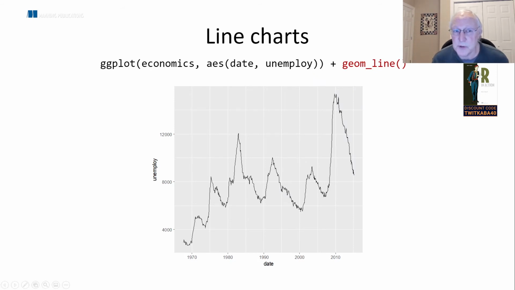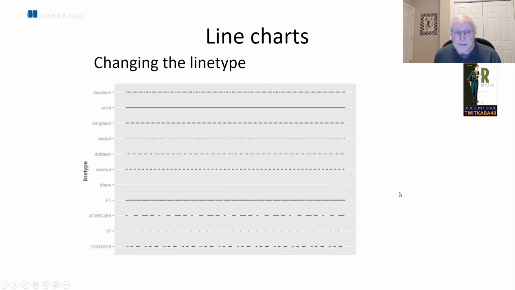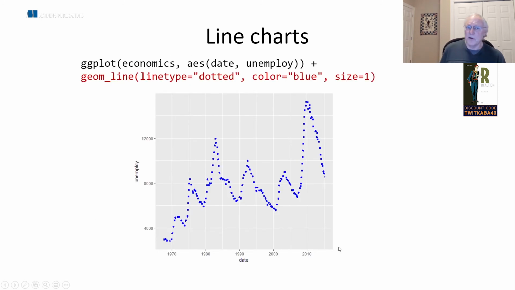Line charts, we would use geom_line. This is a different data set that's just built into R that looks at unemployment by time. These are the different kinds of lines you can ask for. And so, for example, we can say, give me a dotted blue line that's size 1. And this graph is proof that I have absolutely no aesthetic sense whatsoever. But it does give you a lot of control over the way your graphs look.